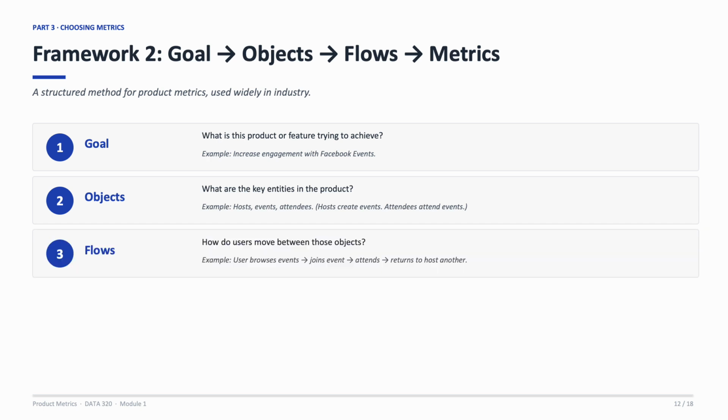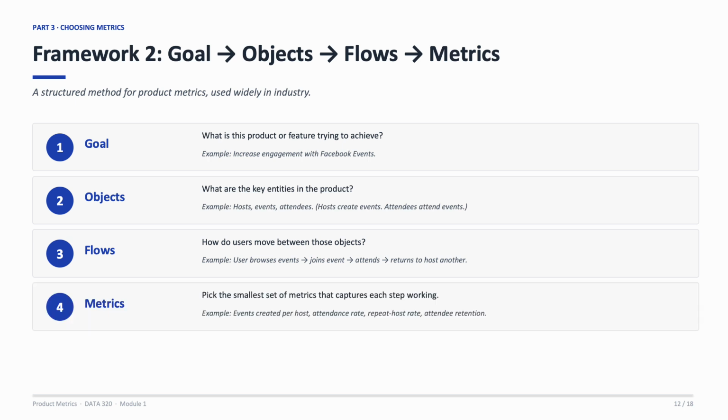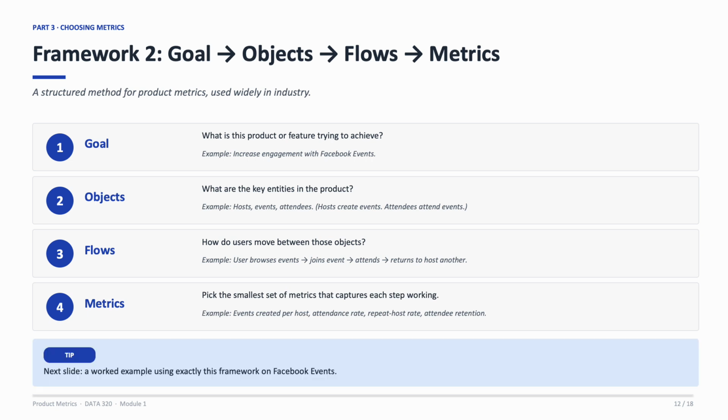Step 3, the flows. How do users move between objects? What are the funnels? What are the loops? Step 4, the metrics. Per object counts, per object engagement, conversions between objects. So the next slide is a worked example of this exact framework on a real product, and we're going to work through Facebook Events together using the 4 steps.